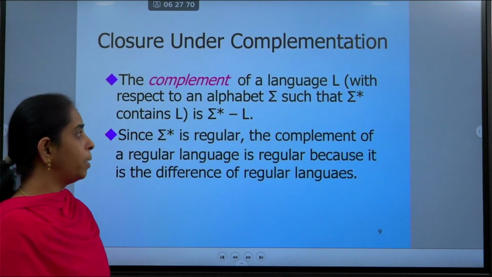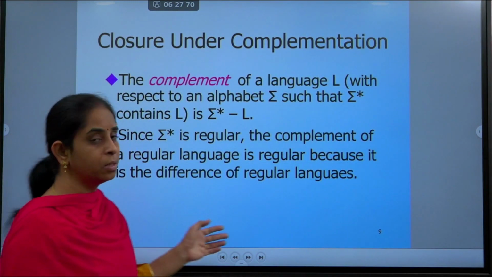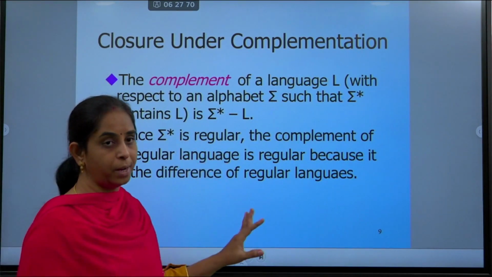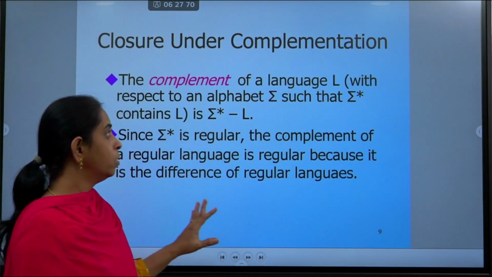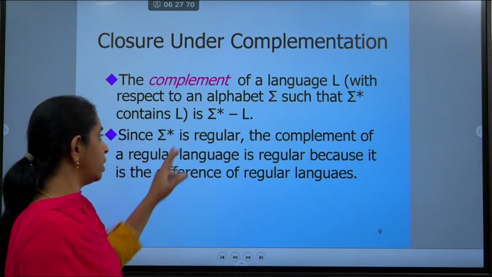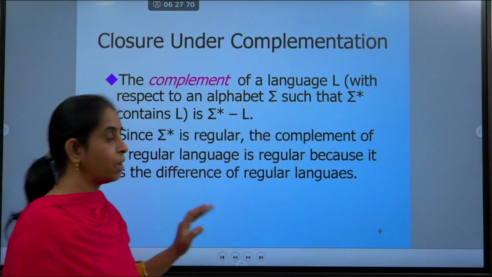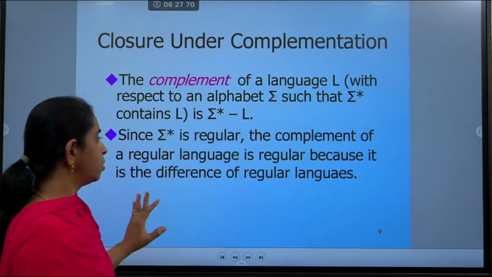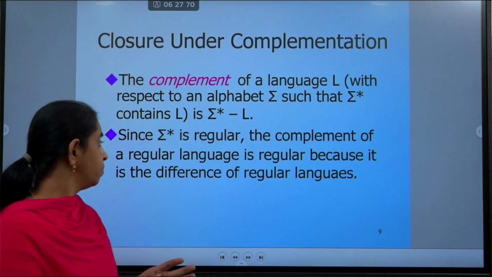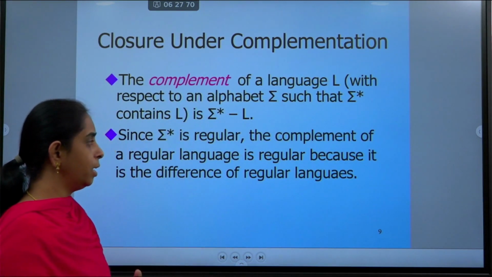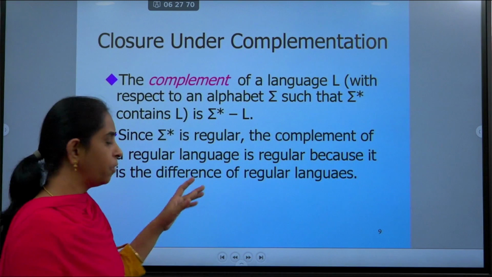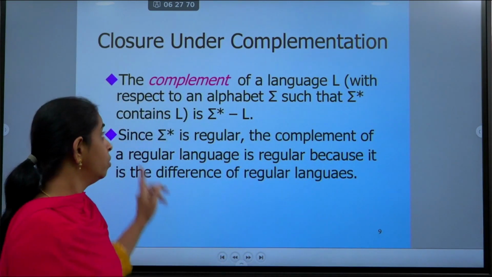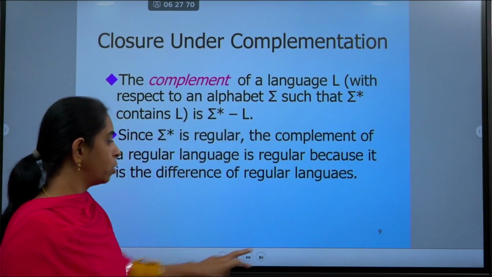Whenever we have the complement operation, complement means, when we take any language with respect to the alphabet sigma, the complementation is sigma star minus L. The language we have to take is sigma star minus L. So that is the complement operation. Sigma star is regular, and the difference of regular languages is also regular, as we have seen earlier. So we can say that complement is also regular.